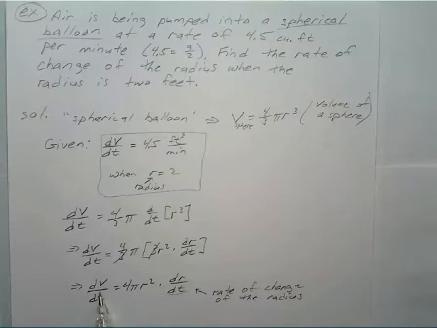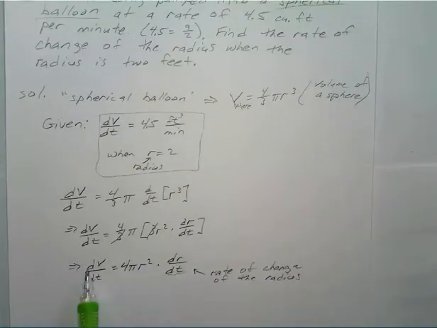Okay, this part here is the rate of change of your volume with respect to time. This is the rate of change of your radius with respect to time. Okay, so now that you've found the derivative, you plug in your givens.